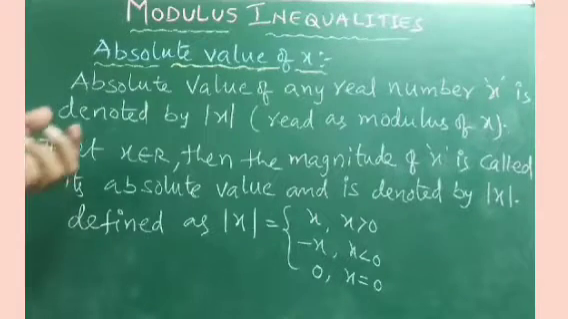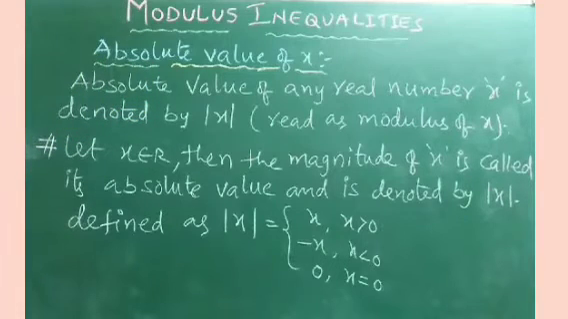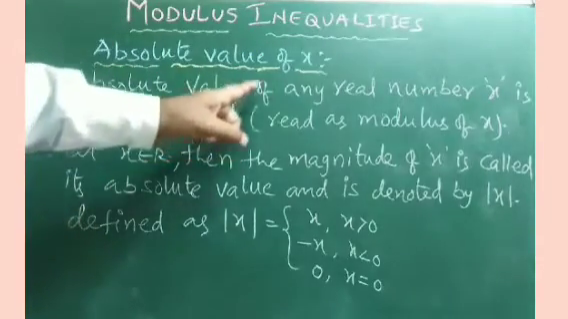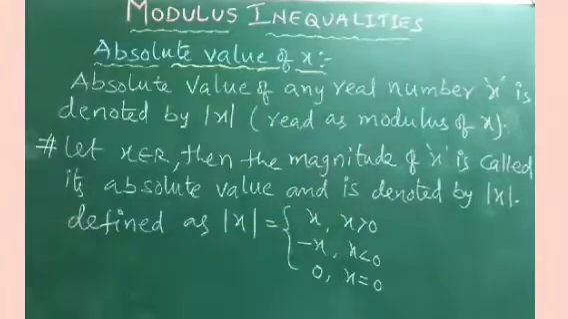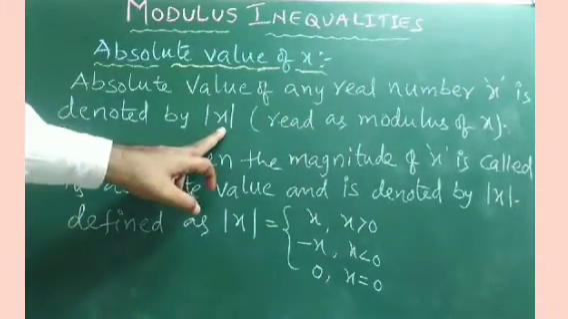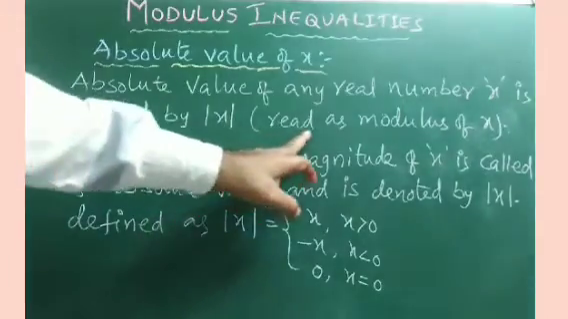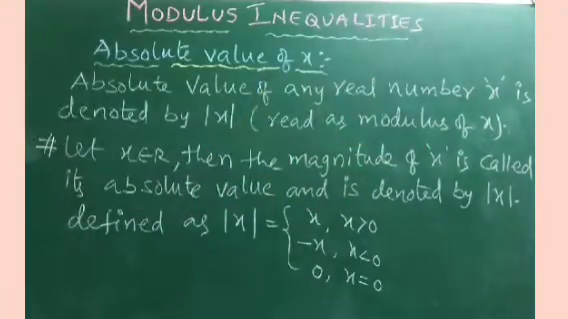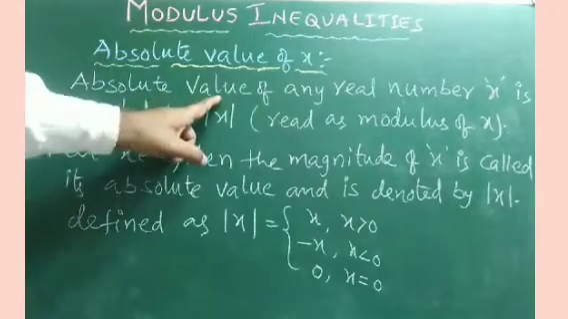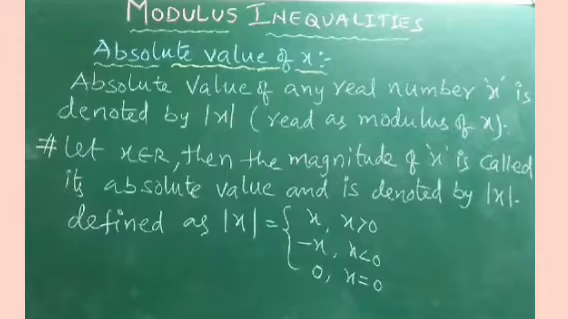That is nothing but the absolute value of x. So the modulus of any real number is nothing but its absolute value. Now look at the definition of absolute value of x. The absolute value of any real number, say some x, is denoted by modulus of x. Read it as modulus of x.